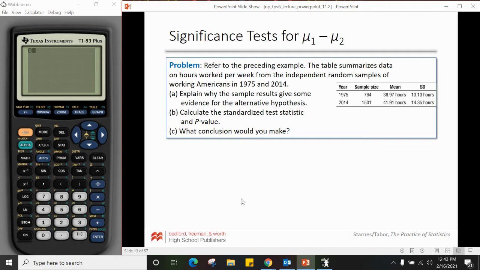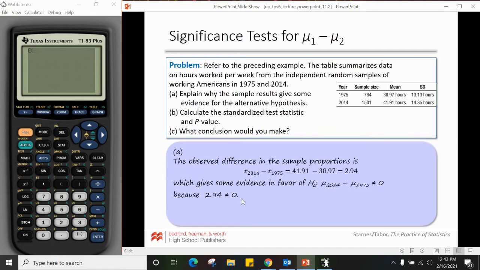So same example as before, we're actually going to do the calculations now. The first question is: explain why the sample results give some evidence of the alternative hypothesis. Well, the sample mean difference is 41.91 minus 38.97, which comes out to 2.94. And that is not equal to 0. So right off the bat, our sample gives us some evidence against the null, because where it thought the difference was, it equals 0. So that's some evidence right there.